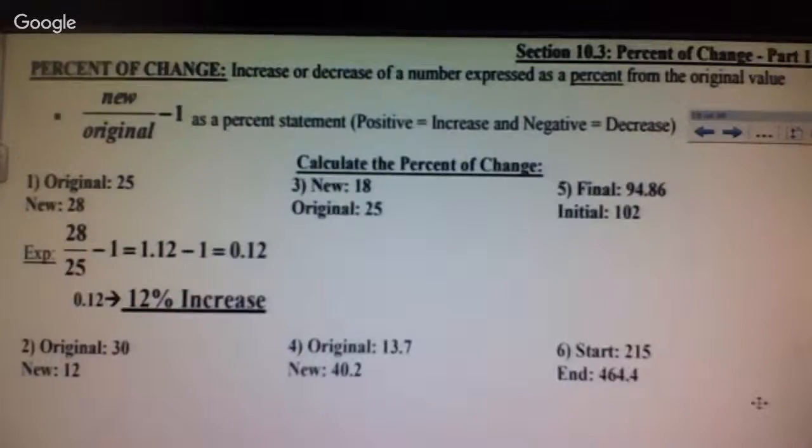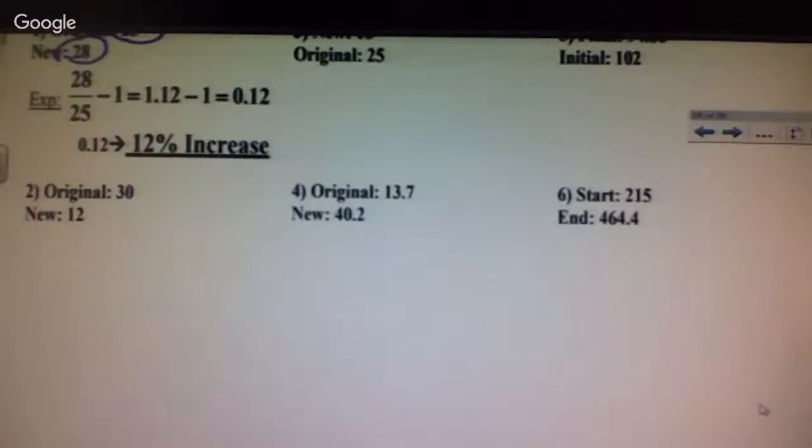So it can either increase or it can decrease. So taking a look at number one, before we do the math, my original price was 25, my new price is 28. So is that an increase or a decrease? Increase. Okay, so we take your new price divided by your original price and subtract 1. And that gives you the percentage it went up or the percentage that it went down. Okay, so let's take a look at some of these.